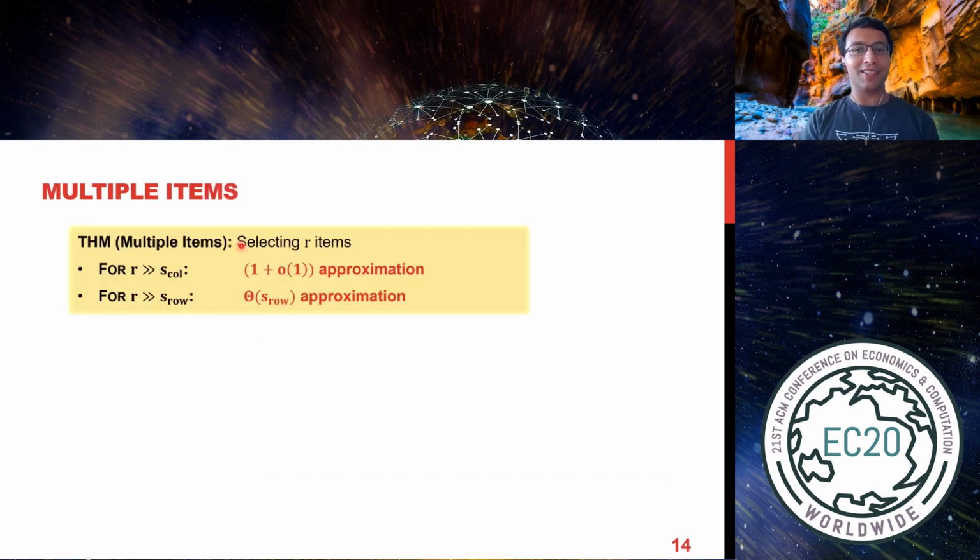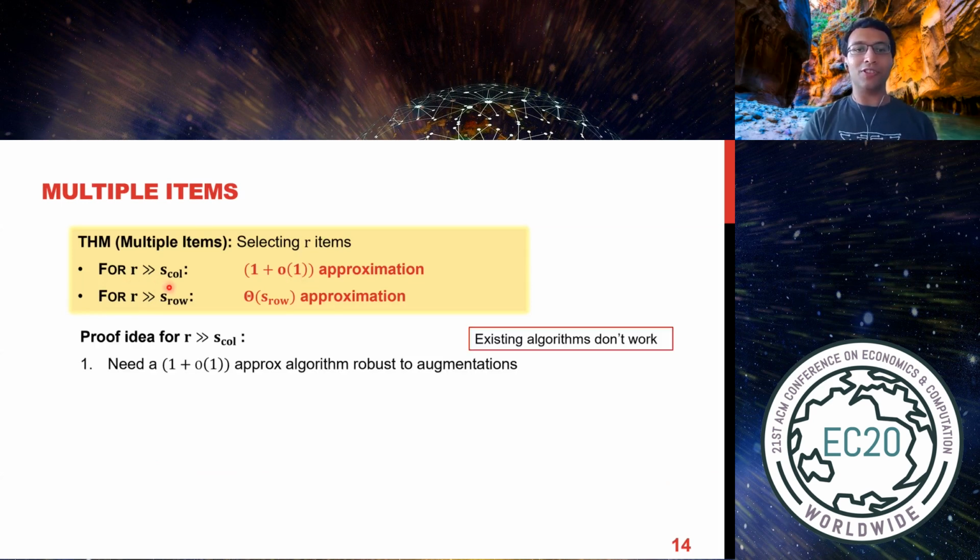Good. So let me just briefly tell you about the multiple item results. As I was saying, we can get a nearly 1 approximation for R being very large. And this proof also goes via a similar idea. You basically need some kind of an augmentation lemma, that your algorithm is robust to these positive noises. Unfortunately, here we cannot just directly apply previous work.